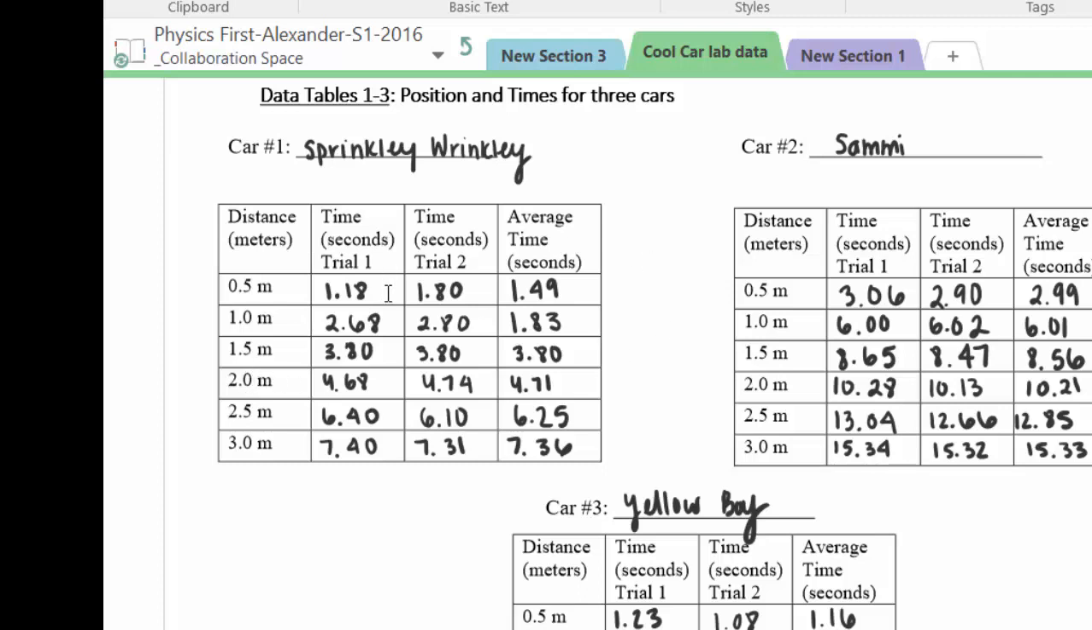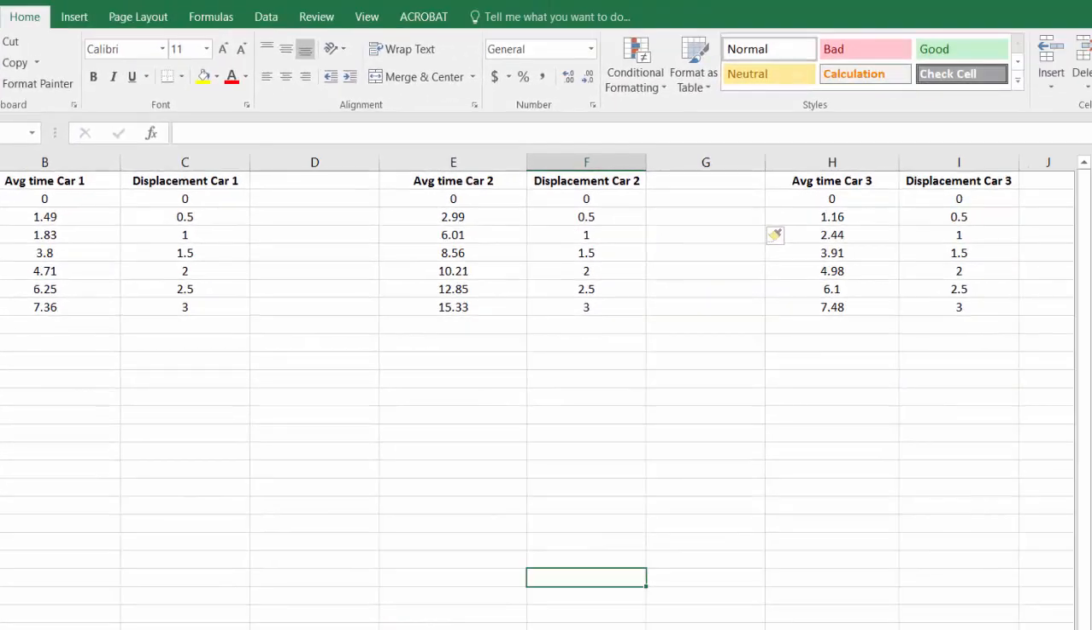So what I did is, you notice we have 3 different cars. What I did is I opened up Microsoft Excel, and I took that data and I put it here. So the average time went in the first column and the displacement went in the second.